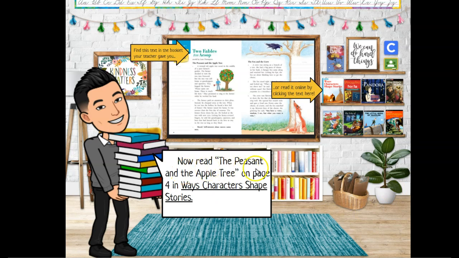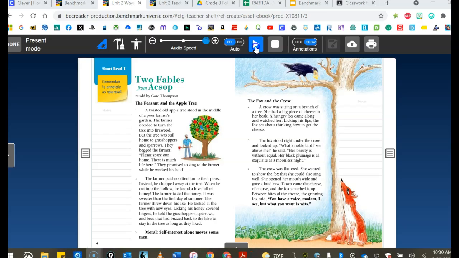All right. So be thinking how your actions influence our lives, okay? Okay, so now we're going to read The Peasant and the Apple Tree on page 4. So you can go to page 4 in this packet right here. Short Read 1. Remember to annotate as you read.